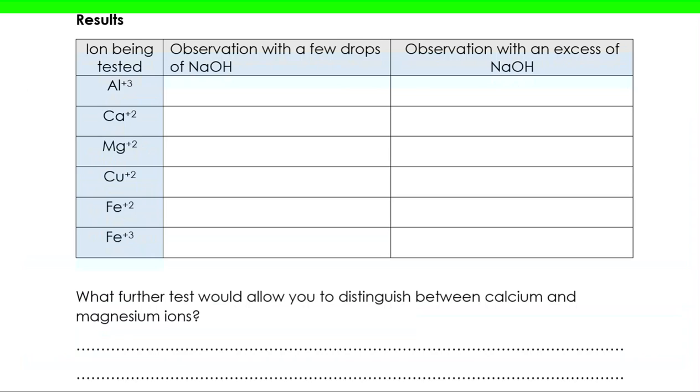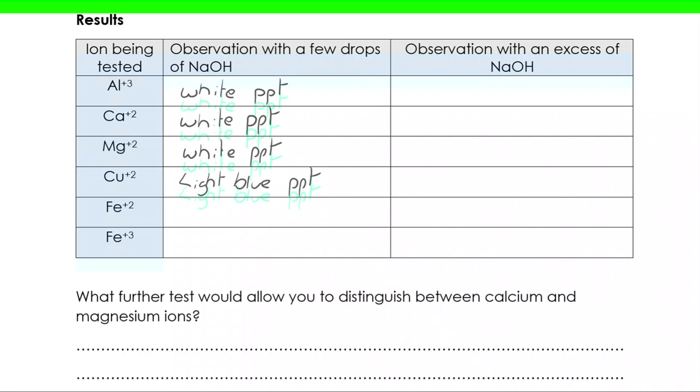So think about what's going to go in to this table. Can you remember the facts? These are what you need to know. So aluminium ions, we would get a white precipitate, as we would with calcium 2 ions, as we would with magnesium 2 ions. Copper ions would give us a light blue precipitate. Iron 2 ions would give us a light green precipitate, and iron 3 ions would give us a red-brown precipitate.